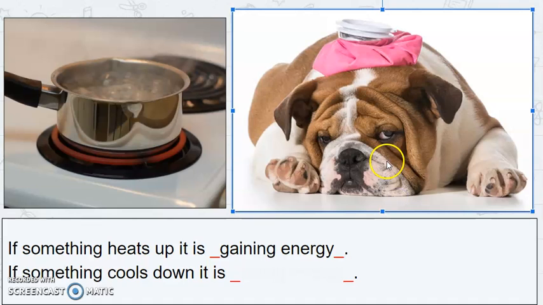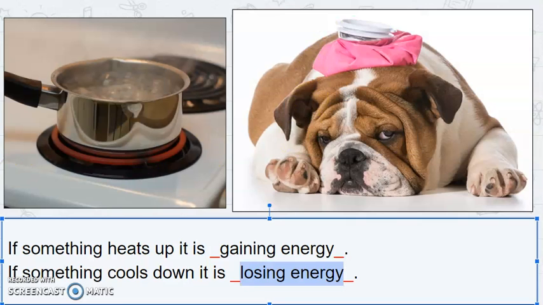Then we've got the dog over here. The poor dog. Oh, so sad. Got a headache or something. But put an ice pack on it. And what's happening to the dog is losing energy, losing heat. It's losing energy to the ice pack. The ice pack is soaking up that heat or energy. And when that happens, the dog's head is losing energy. If something cools down, it is losing energy.